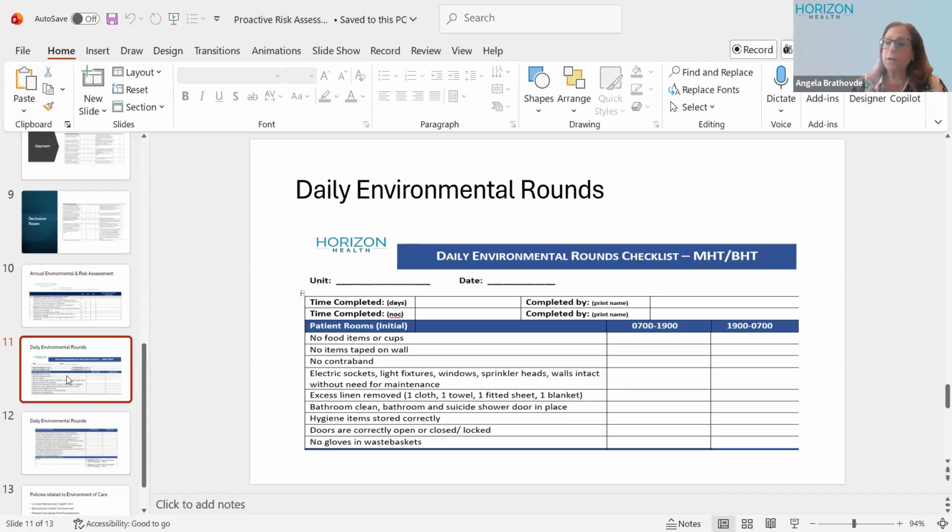Hygiene items are stored correctly. So if there's a time where hygiene items need to be put away, then during those environmental rounds, it might be too early at that point. They might use their items until maybe 9 o'clock. It depends on your routine, but those should be put away as well. And you do have containers for all your patients' belongings and for their hygiene supplies. So it should be easy just to put those things away.